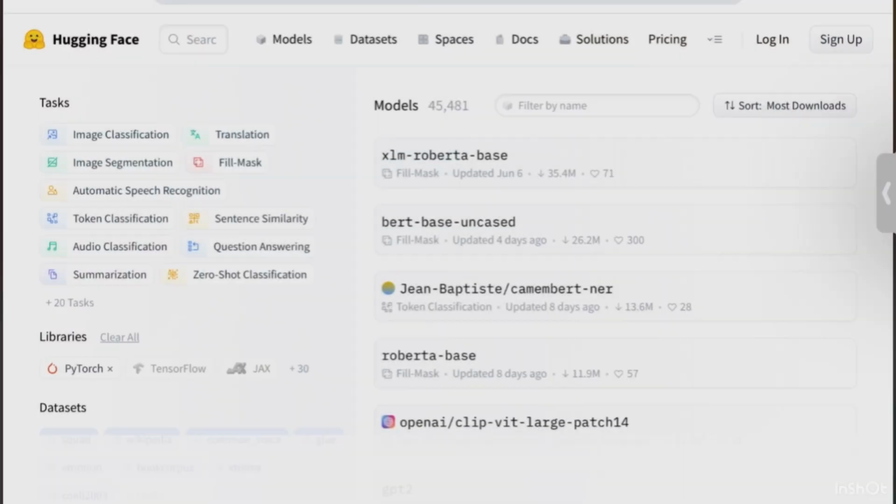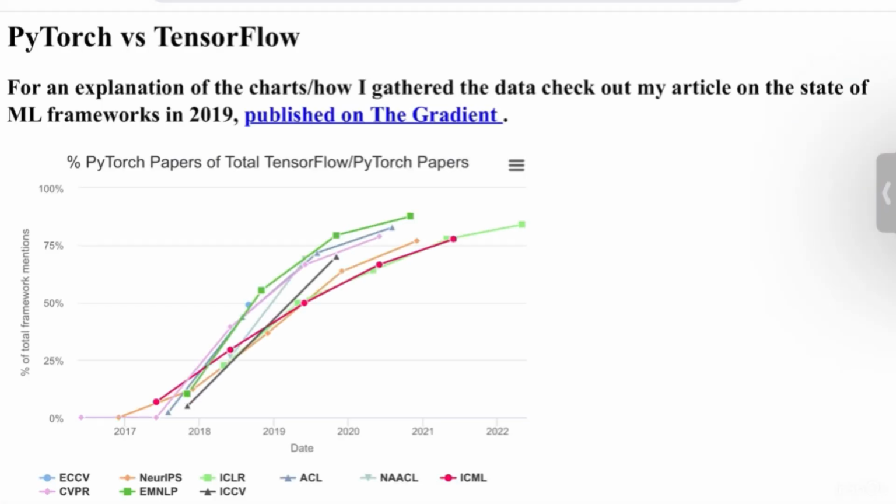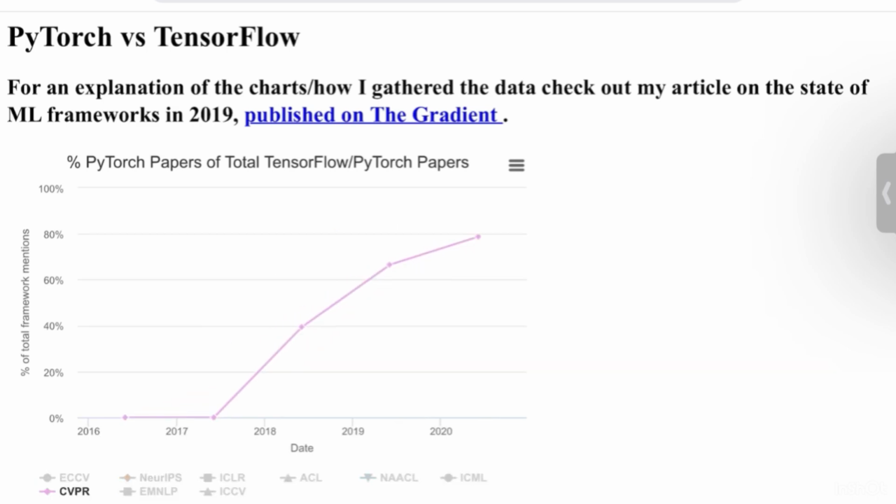In the same way, let us look at Horace He's website. This is a very good page where they show the trends of current papers in the research community, which framework has more papers. These charts show the papers of different research conferences, especially CVPR, NeurIPS, ICCV, all these, right? The graph shows the growth of PyTorch, the percentage of PyTorch papers compared to the total papers among TensorFlow and PyTorch. So let's say I have 100 papers using either TensorFlow or PyTorch, out of which 80% are in PyTorch and 20% are in TensorFlow. It is like this.